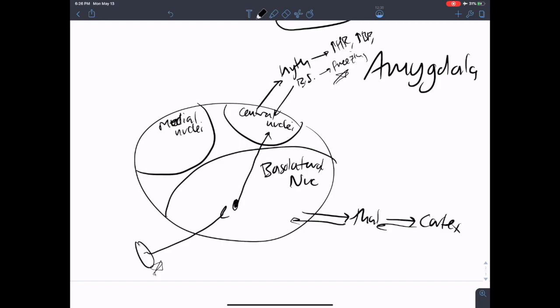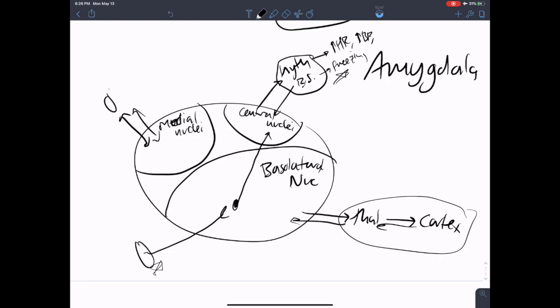So the central nuclei are connected to the hypothalamus and the brainstem. The basolateral nuclei are connected to the thalamus and the cortex. And the medial nuclei, and this gets back to our olfactory lecture, are interconnected with the olfactory areas. Right? And this just further emphasizes the fact that olfaction and emotion via the amygdala are very well interconnected. So olfaction is able to produce emotions in response to stimuli a lot quicker and a lot more effectively than something like sound or vision.